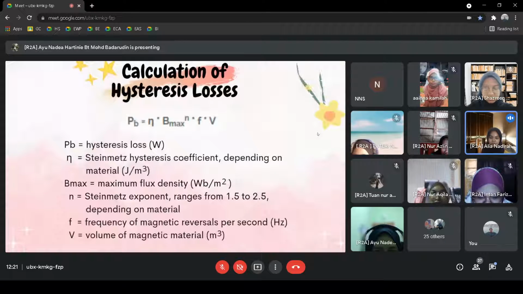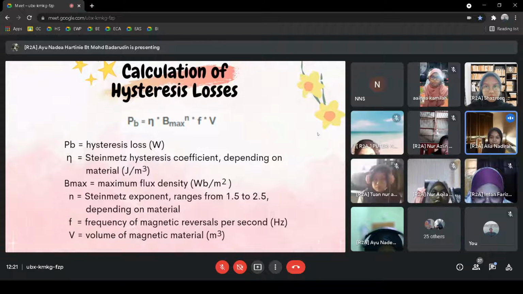For calculation of hysteresis loss, according to Steinmetz's formula, this is how hysteresis loss is calculated, where Ph is hysteresis loss, eta is Steinmetz's hysteresis coefficient depending on material, Bmax is maximum flux density, n is Steinmetz's exponent, ranging from 1.5 to 2.5 depending on material, f is frequency of magnetic reversal per second, and V is volume of magnetic material. That's it from me. Now I will let Akila present eddy current losses.